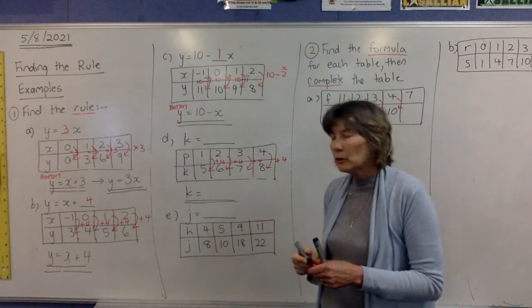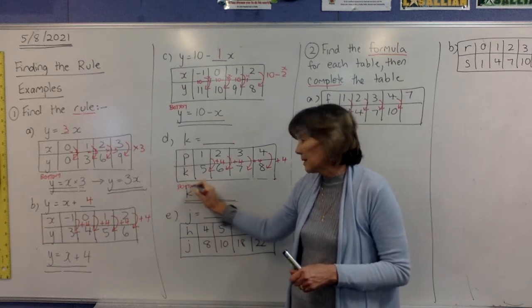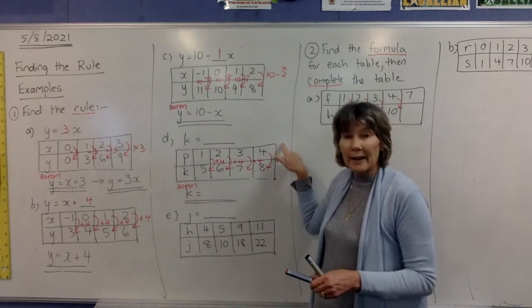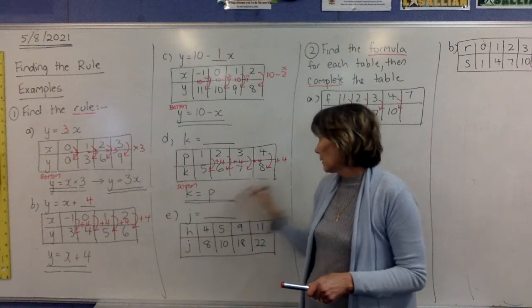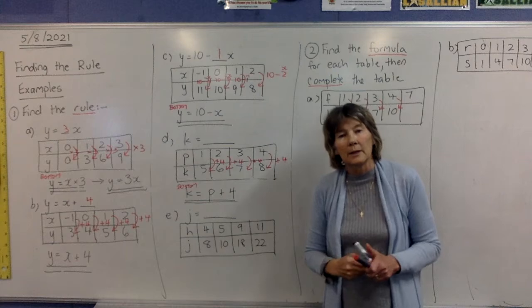So when we write our rule down, remember we start with our bottom letter. And in this case it's K. So it's K equals, and we took the number on the top, which was a P number, and then we added 4 to it. So that's our rule. Let's try the next one.